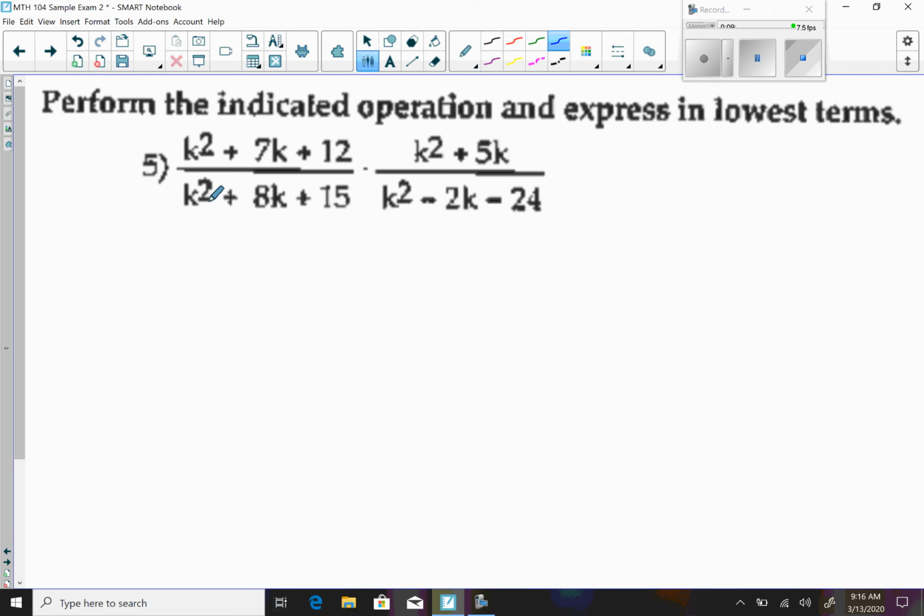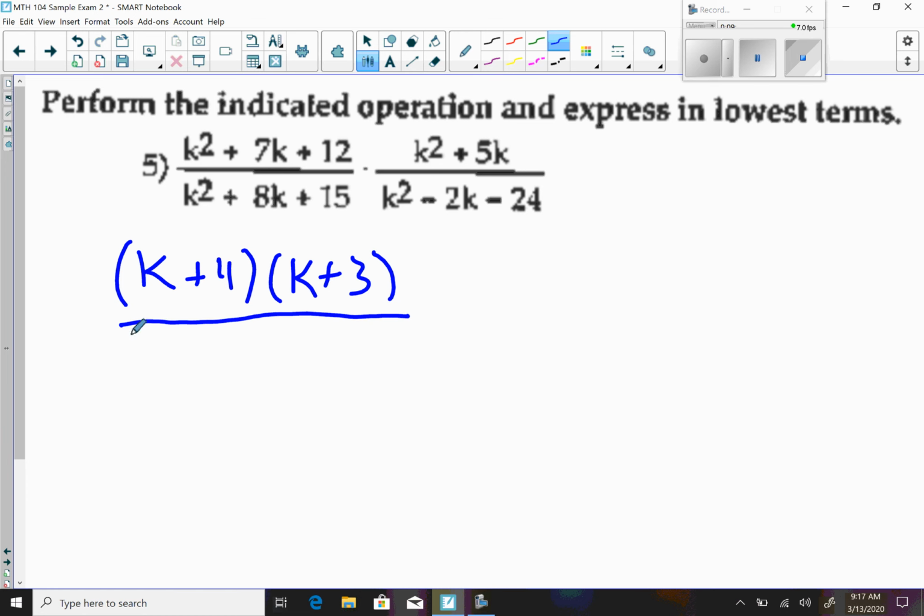The numerator is k squared, which is k times k. The 12 here at the end is positive 4 times positive 3. Check outers and inners to see that that's correct. The denominator, k squared, is k times k. And 15 is positive 5 times positive 3. Check outers and inners to make sure that's correct.